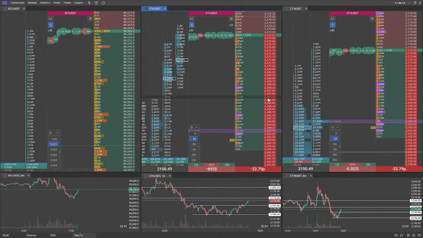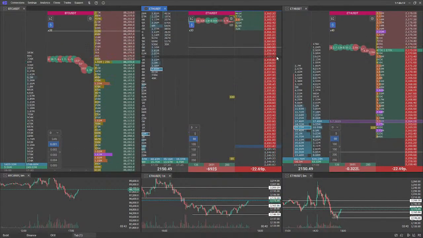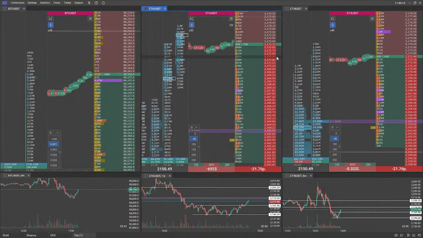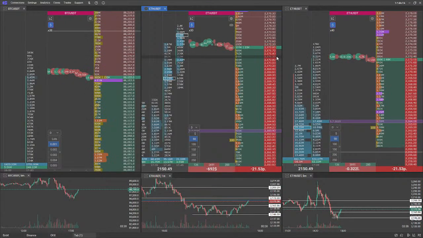I mean, why can't I average my entry with the other half of my full size? I don't want to trade with half of my size.